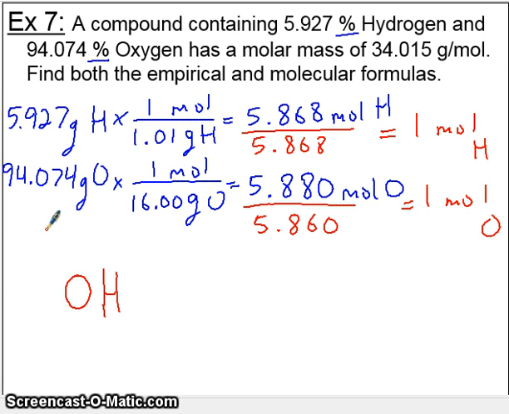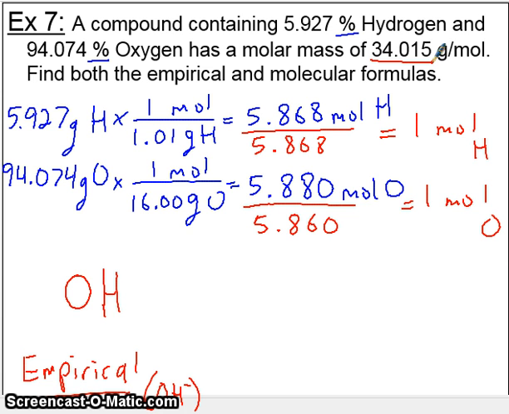So now this is not the full formula, this is just the empirical formula. What we're saying is this is the ratio of the 2 atoms in the formula. There is no compound by itself that actually exists that's OH. There is no compound called OH. There's a polyatomic ion called OH that's hydroxide, but it has a charge, a -1 charge. But this compound does not exist. Now we have to find the molecular formula, and we're given this mass.